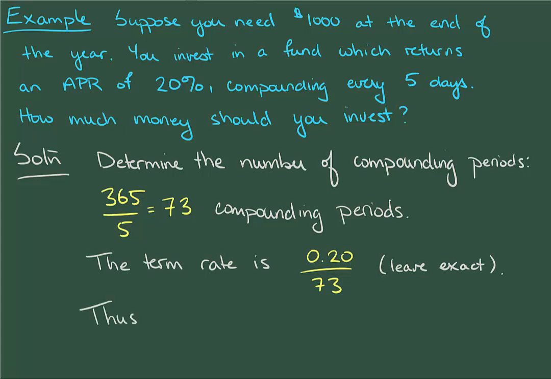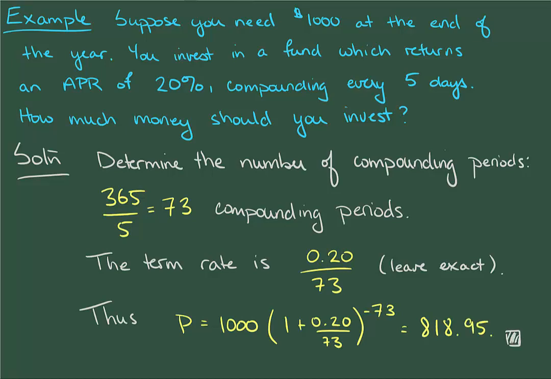And now all we have to do is plug everything into our formula. And we're going to need a calculator to figure out what this is. But if you do that, you get 818.95. Great. So that covers our basics of present value, and we now have the tools necessary to move money both backwards and forwards in time. And we'll see in future videos why that's useful and how we can use that to help us out.